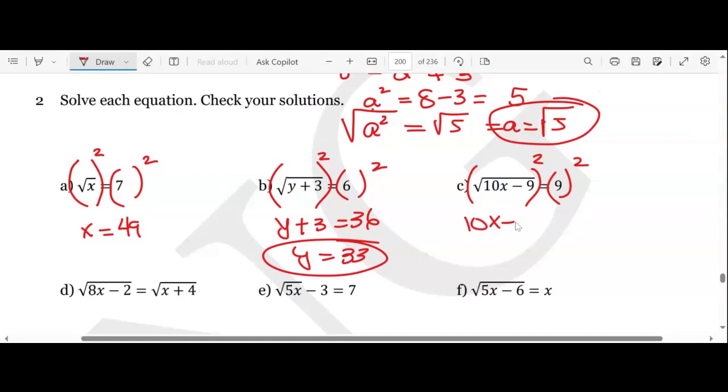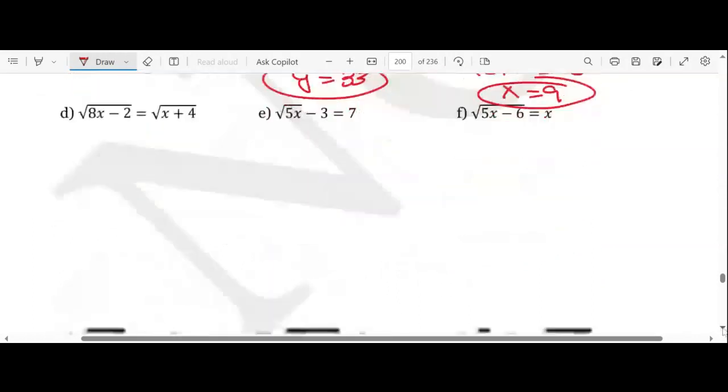So you're going to get 10x minus 9 equals what? 81. Move the 9 to the other side, it becomes what? 90. So 10x equals 90. So x equals how much? 9. Is this clear? One more.